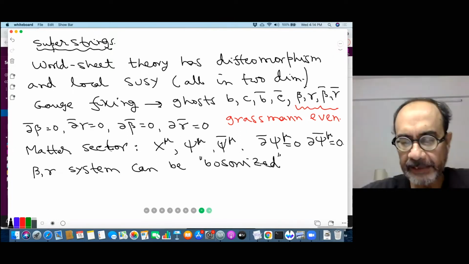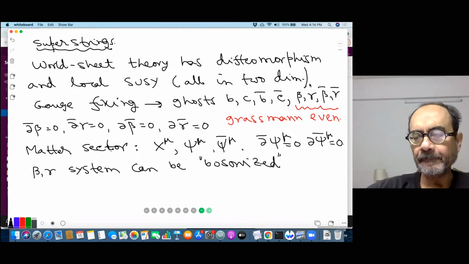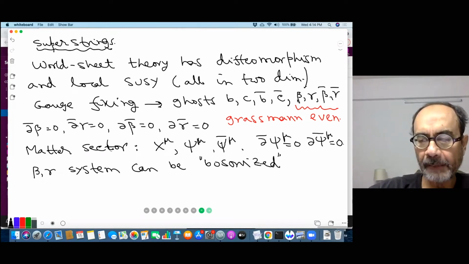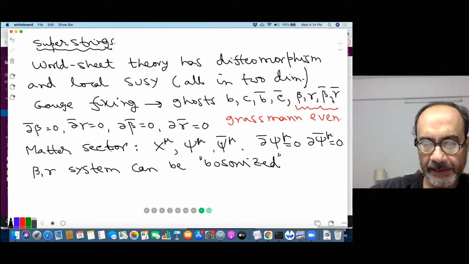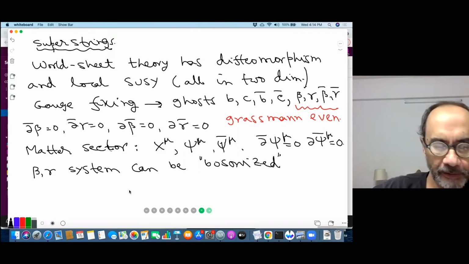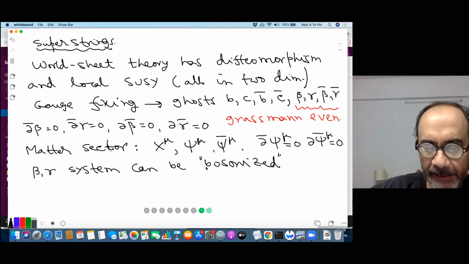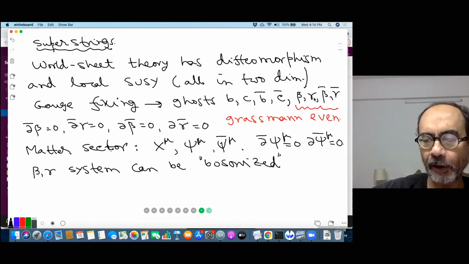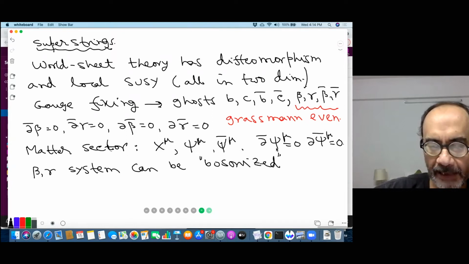But I should also say at this stage that I'll be describing the various properties in the holomorphic sector, but identical things hold in the anti-holomorphic sector. I'll not write them down explicitly because that will just be copying the same thing with some bars put on. Now this "bosonized" is a somewhat strange word because beta and gamma are already bosons, right? I said these are Grassmann even. So what do you mean by bosonizing beta and gamma?